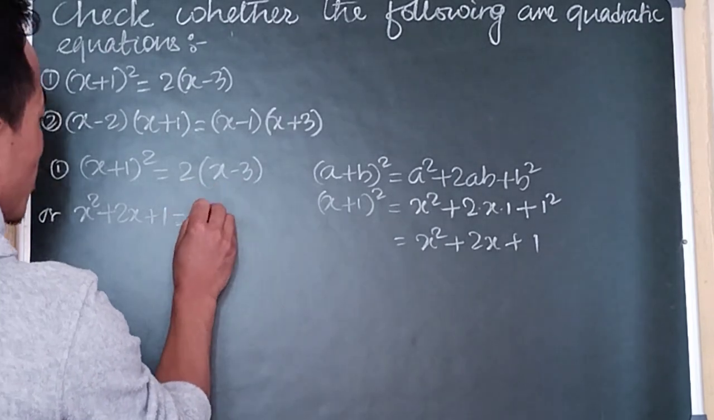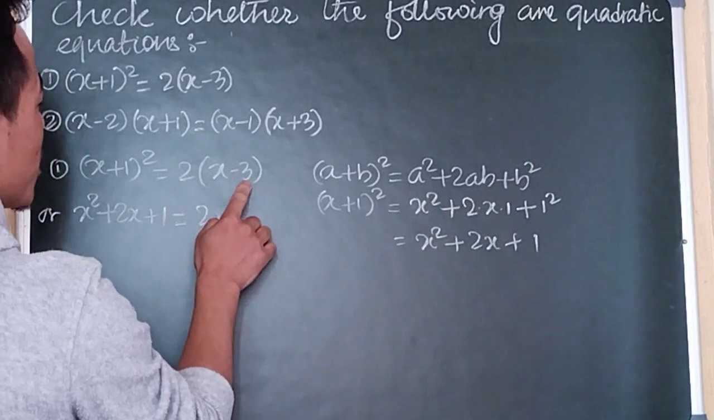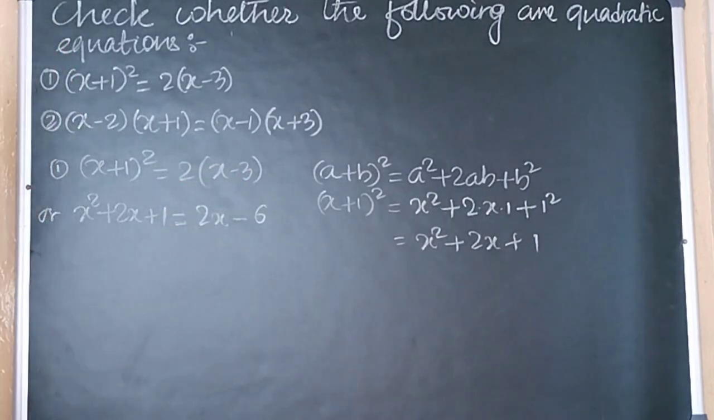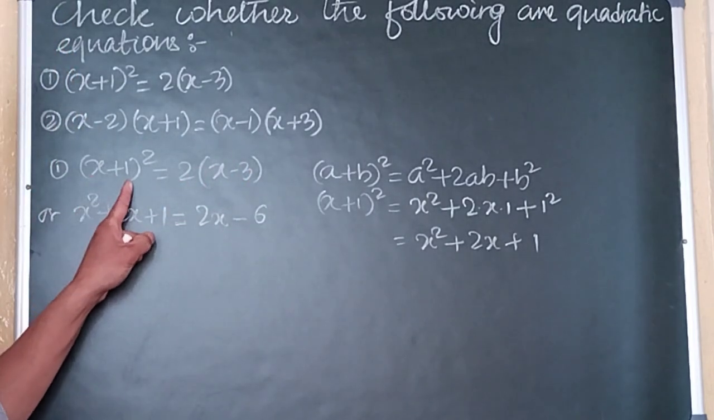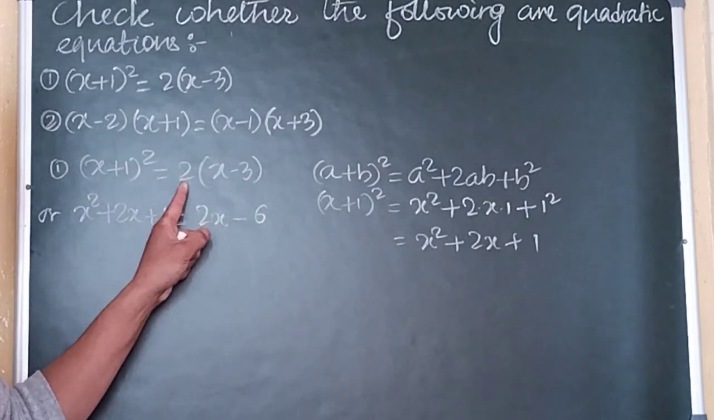So 2 times x becomes 2x. Then plus into minus becomes minus, 2 times 3 becomes 6. So we have expanded this using the formula (a plus b) whole square, and we have opened this bracket on the right hand side with 2.